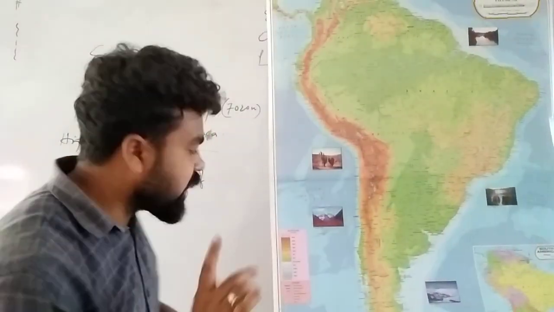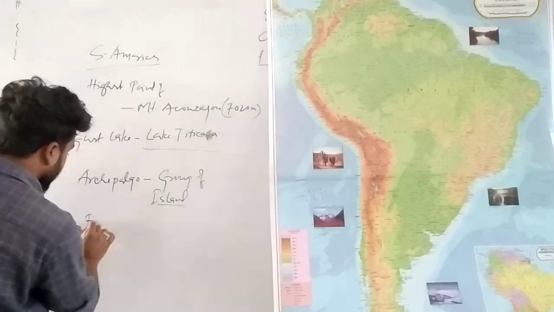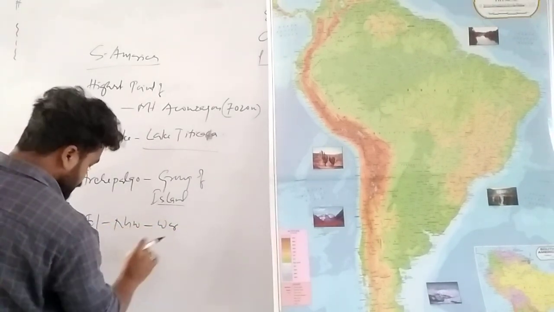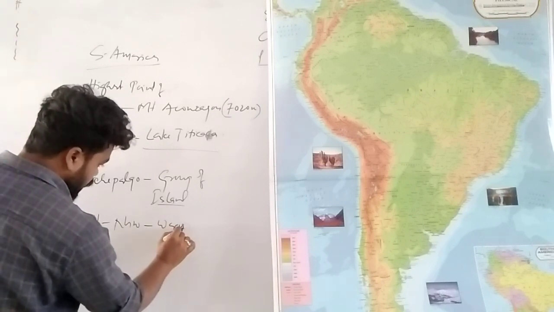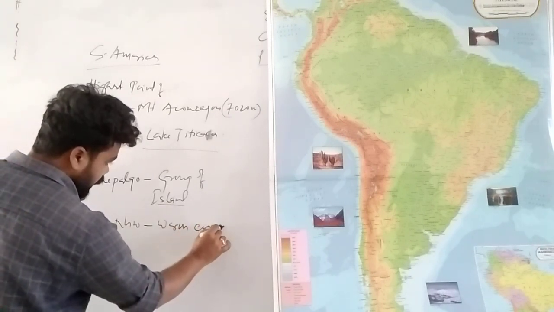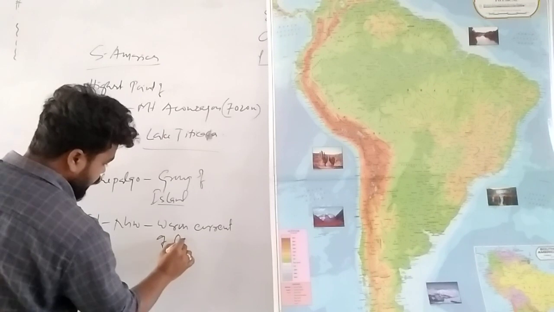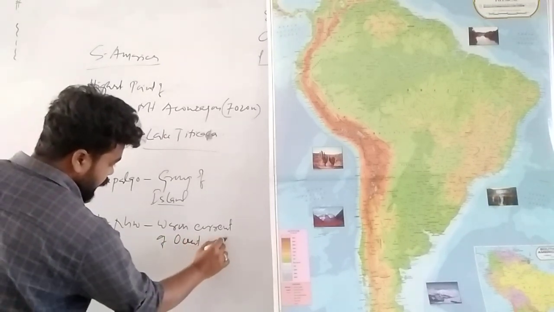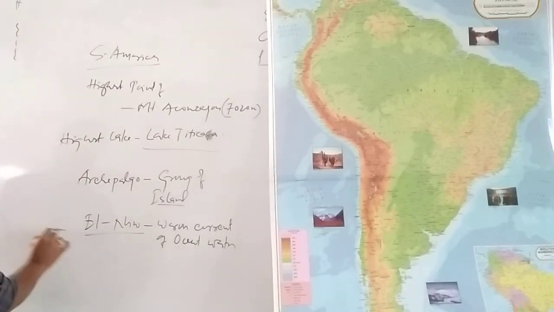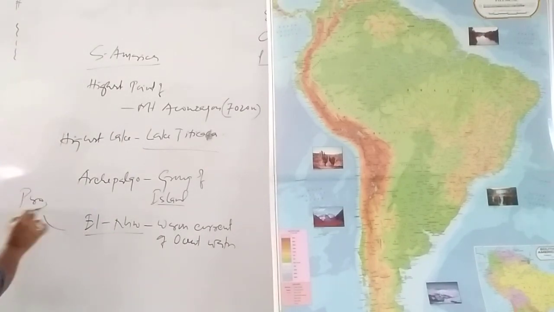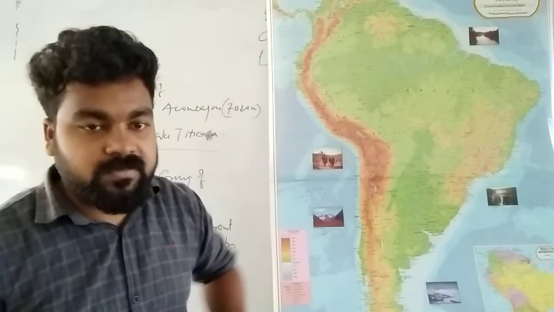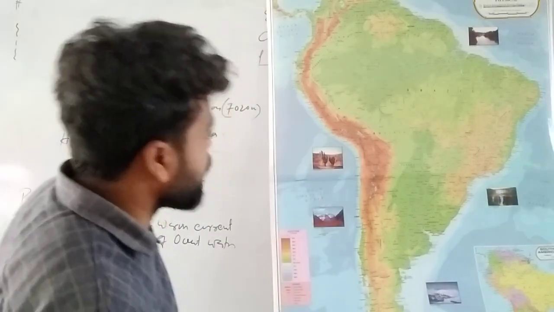Do you know Peru coast? I think you have heard about El Nino. What is El Nino? El Nino is a warm current of ocean water. So this El Nino blows from the coast of Peru during December, January, February.